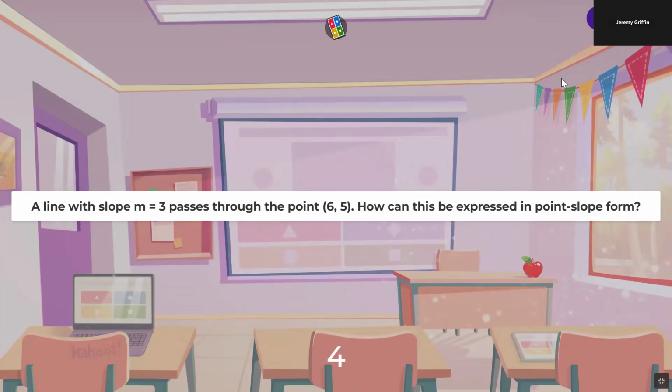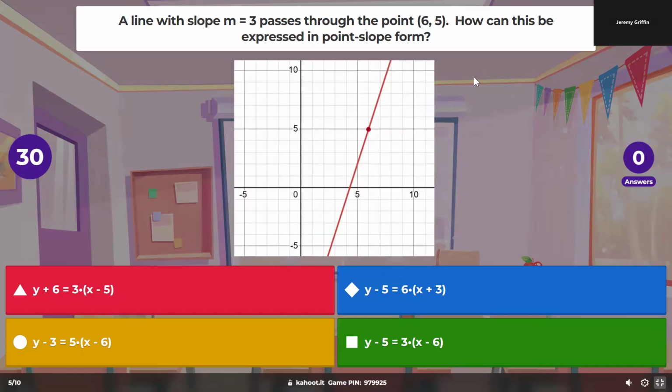Okay. Line with slope 3 passes through the point 6,5. How can you write that in point slope? Point slope, that's what it looks like, by the way: y minus y1 equals m times x minus x1. So y minus y1, your y1 is 5, equals m, which is 3, times x minus x1, which is 6.